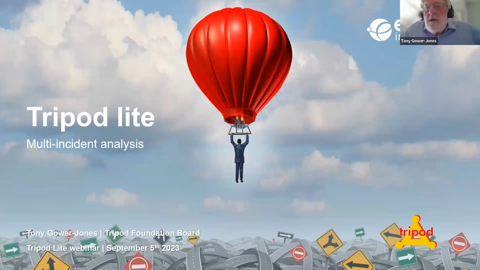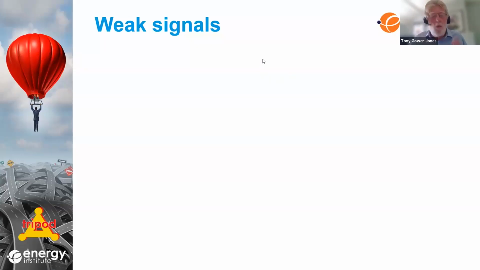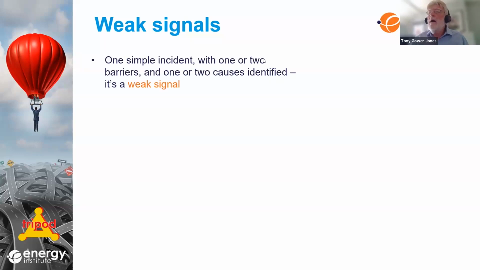So I'm Tony Gower-Jones. I'm going to kick off and talk about multi-instance analysis and how we can use Tripod Lite to amplify weak signals. A simple incident with one or two barriers or one or two causes is a weak signal. When you have major incidents, everyone can go back and say, oh, there was a weak signal here, one there, one there, and then find lots of weak signals. But the real crunch is how can you, from a single weak signal, actually start to get amplification? Because one in itself is not conclusive proof.